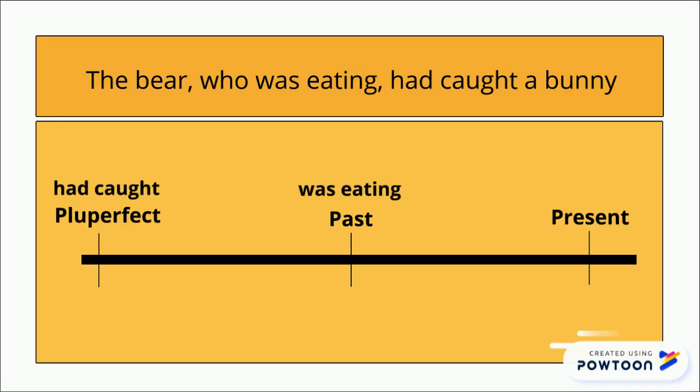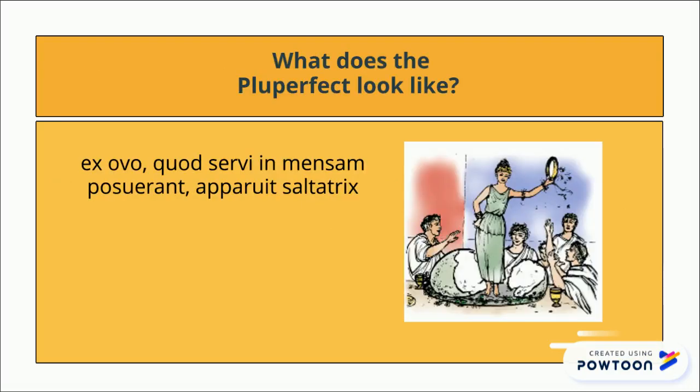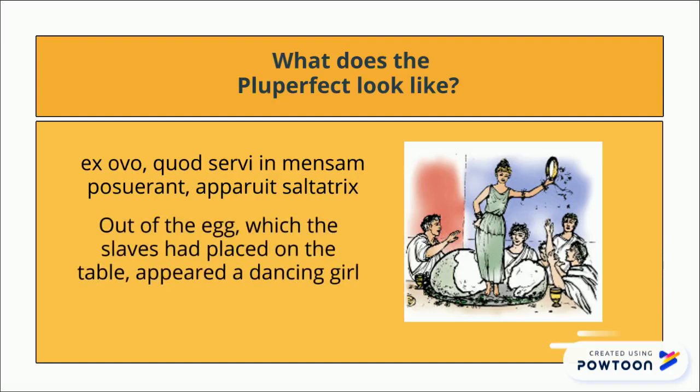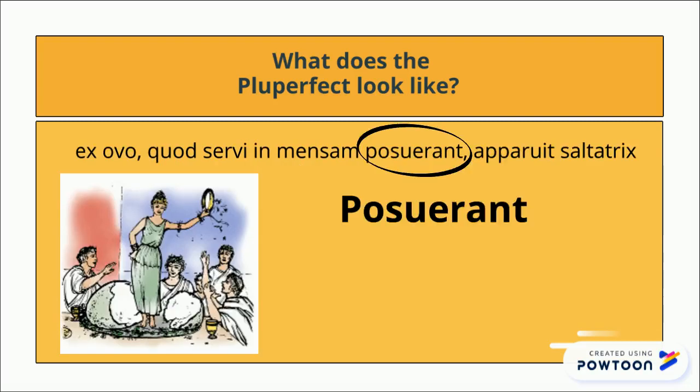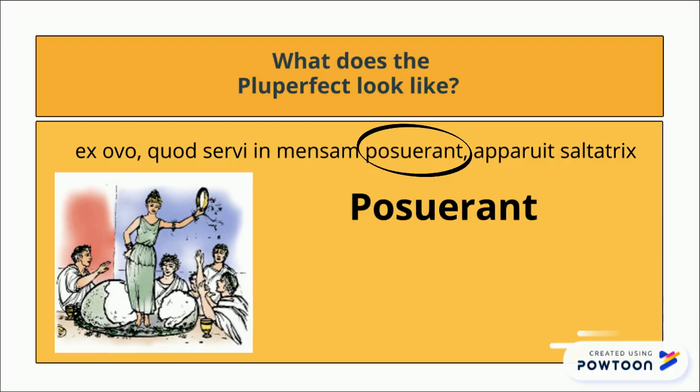Let's start by looking at an example of the pluperfect in one of our readings. In this sentence, the pluperfect verb is posuerant. We know that it is a pluperfect verb because the ending of the verb is an imperfect form of sum.